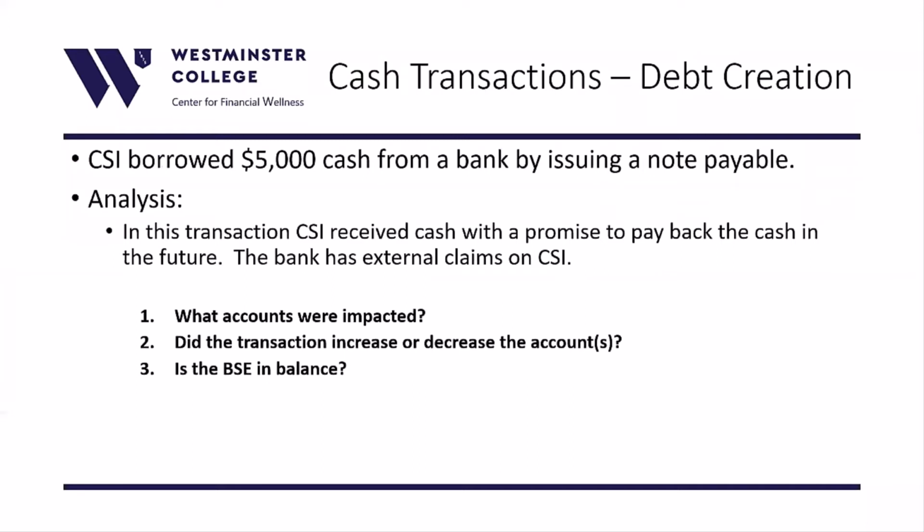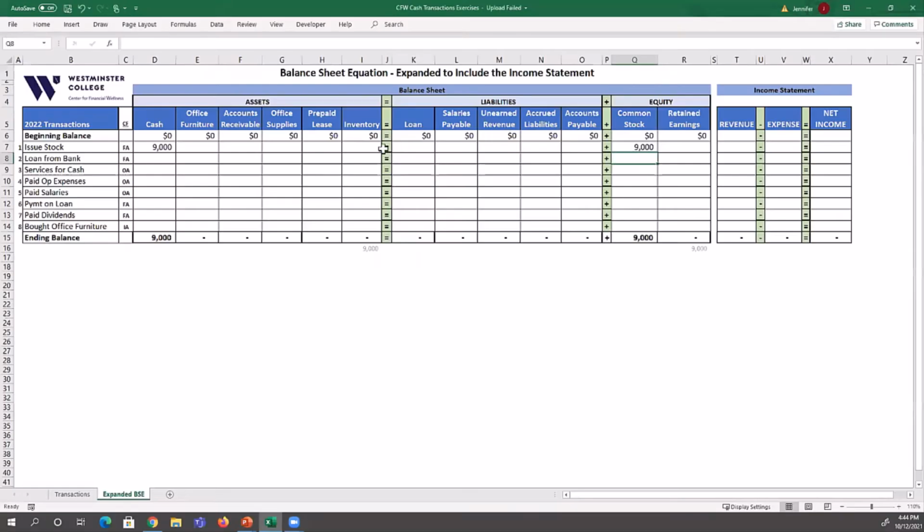Okay, CSI borrowed $5,000 from a bank by issuing a note payable. All right, so our analysis on this is pretty straightforward again. CSI is in need of some more capital, so they're going to get some cash, but this time they're going to an external entity, a bank, and getting a loan. So what accounts do we think will be impacted? Again, they're receiving cash, so cash is going to be impacted. But this time the claims are external. If you remember, liabilities are the external claims. So if we look in our liabilities accounts, we have a loan, which is similar to just notes payable. So I think that's an appropriate account to use for this.